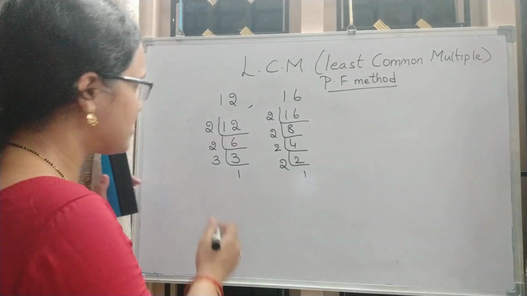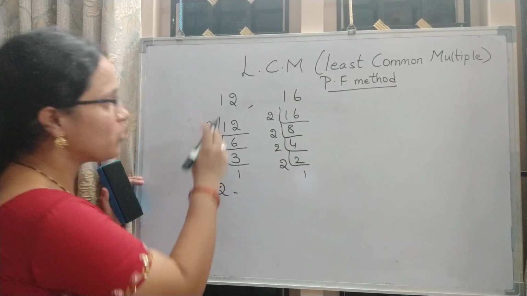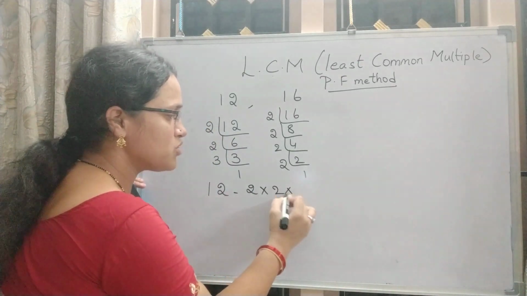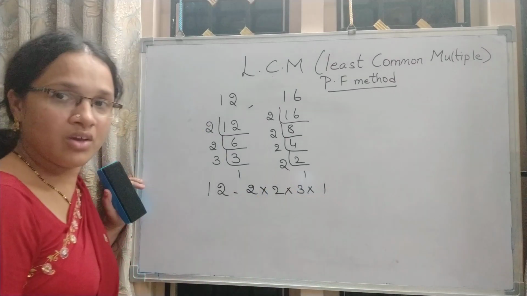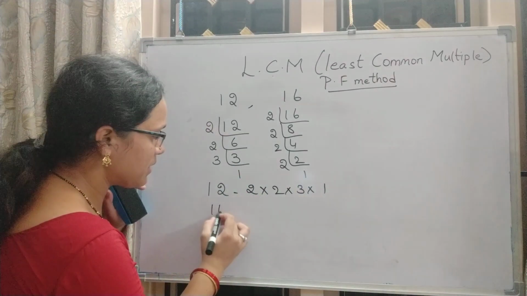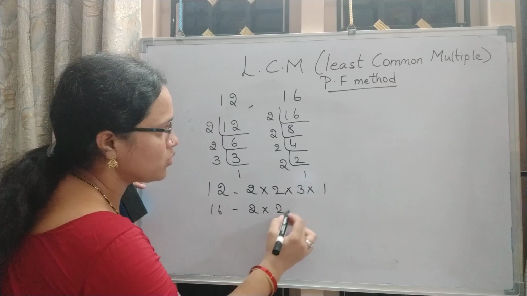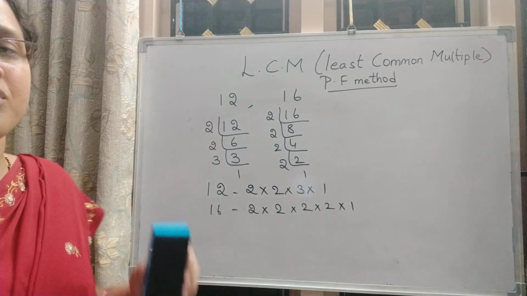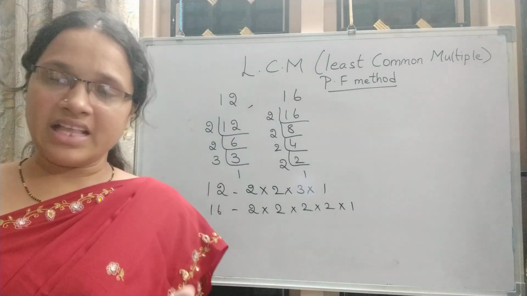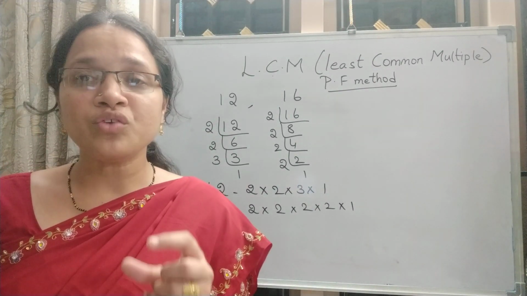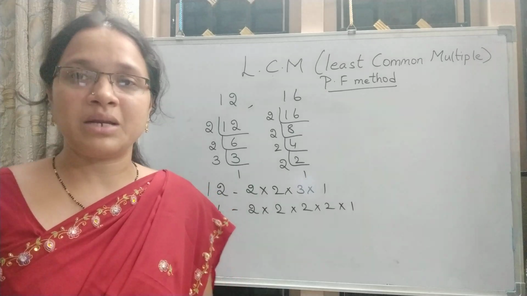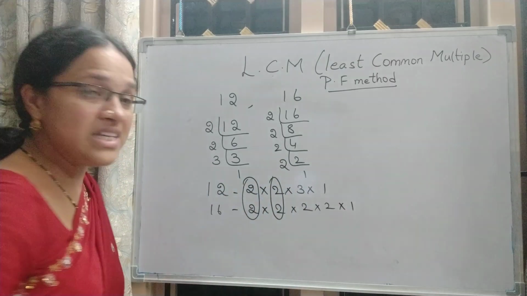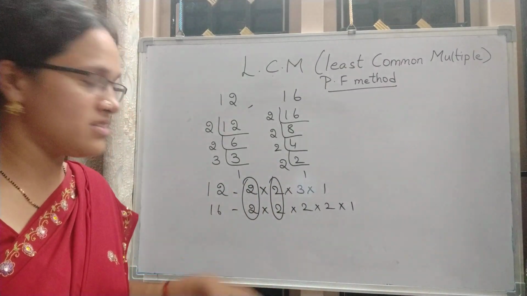After this, the process is similar: you have to write 12 as 2 times 2 times 3 times 1. Now 16 can be written as 2 times 2 times 2 times 2 times 1. Initially, when we are taking the LCM, first you should find the common things, that means the common numbers which are there. What are the common things? Please circle them.